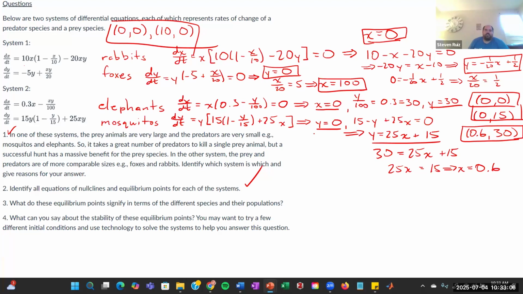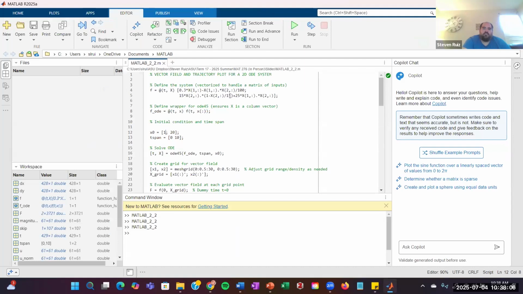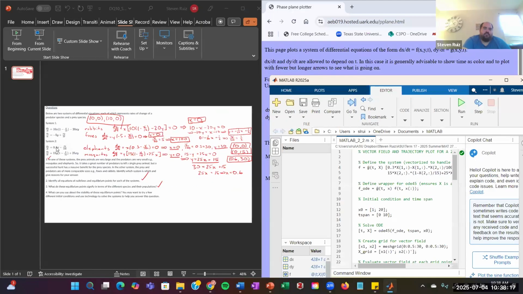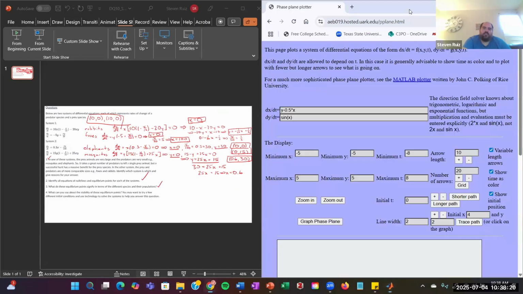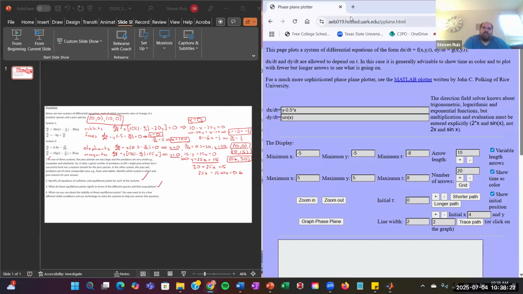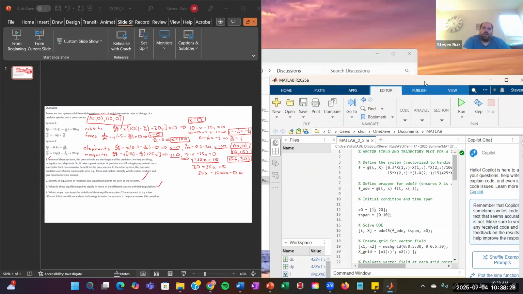What can we say about the stability of these equilibrium points? To try that, let's go ahead and go to Wolfram and get an idea. The elephant and mosquito system in MATLAB here, with an initial condition of 1 and 20. So 1 for the elephant population, 20 for the mosquito population. So that is an X value a little bit above my equilibrium and a Y value a little bit below.